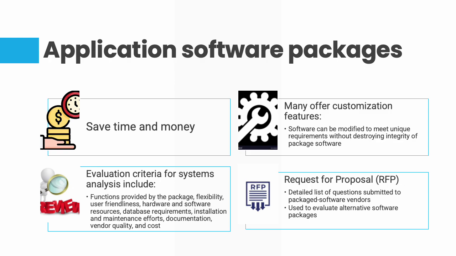Okay, sometimes building systems from scratch is a lot of work, right? It takes too long. So instead, companies can buy application software packages. These are ready-made software solutions like Microsoft Office or specialized accounting software. The biggest advantage is that they save a lot of money and time, of course. So why build something if you can just buy it, right?